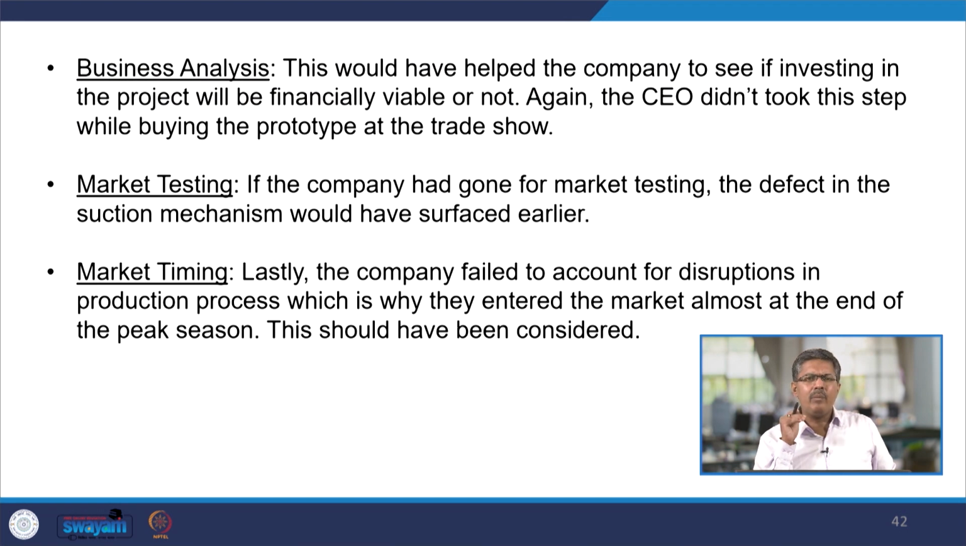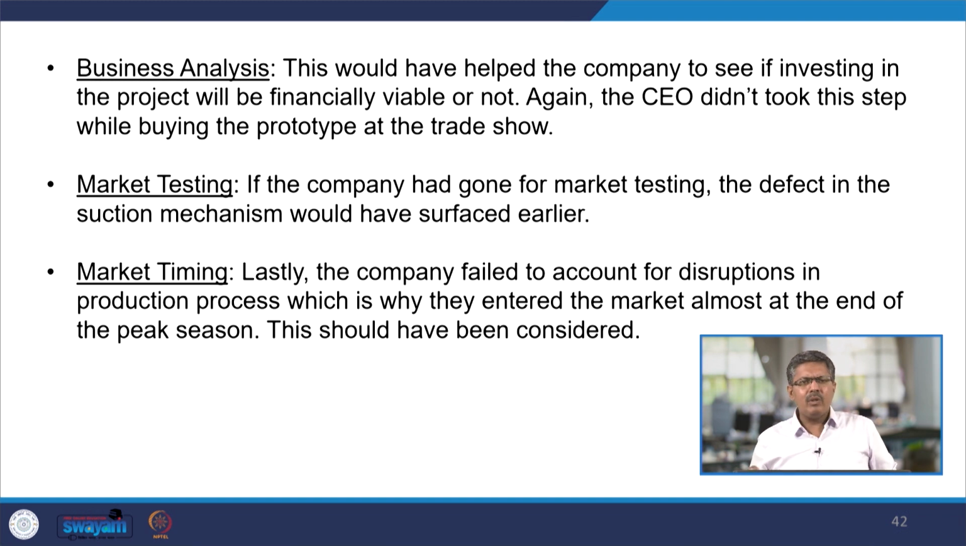Then they should have gone for a business analysis, at least a break even analysis, to find out how much investment would be done and in what time they would get the returns back. After that, market testing should surely have been done to understand the market's reaction, how the customers would react. Maybe some demo samples should have been given to the farmers and tested with them.